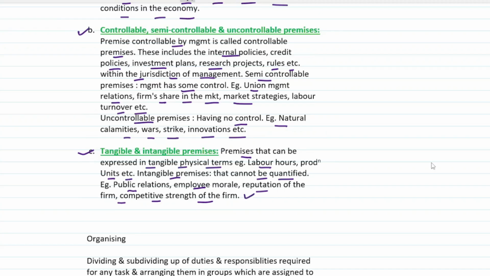Right? So with this we finish planning. Now in the next video we'll be looking at organizing and the subsequent portions that we have.